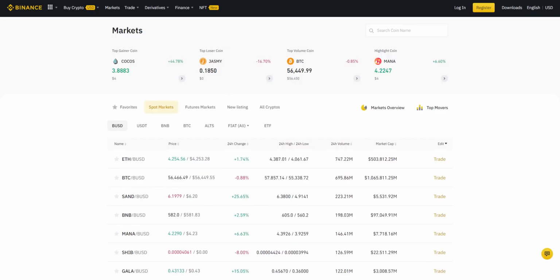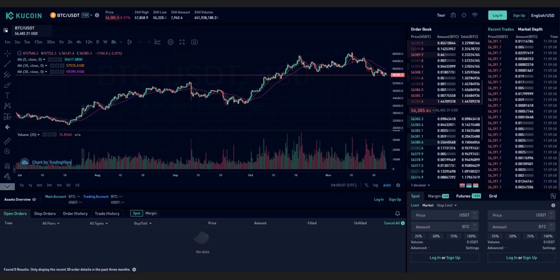99% of what you will want to trade is probably on both, but if you don't know if a coin is supported, just go to the markets tab on each of the exchanges and search for the coin's ticker, and then you'll see if trading is supported.